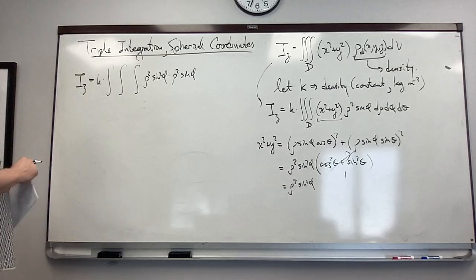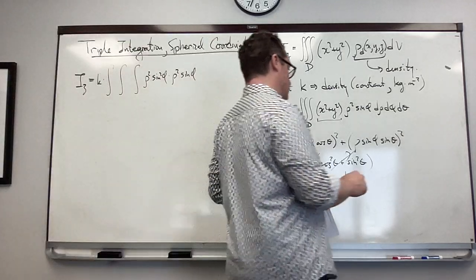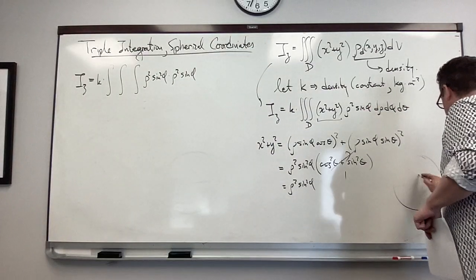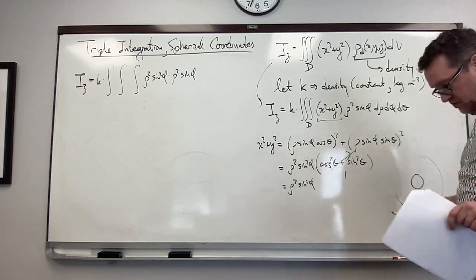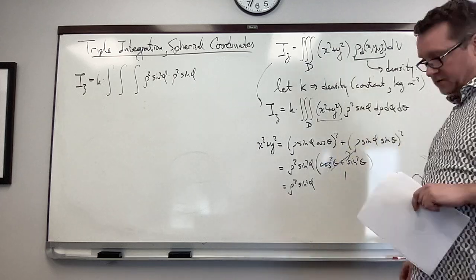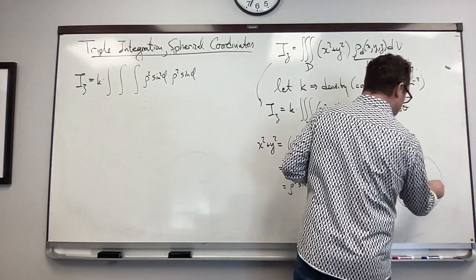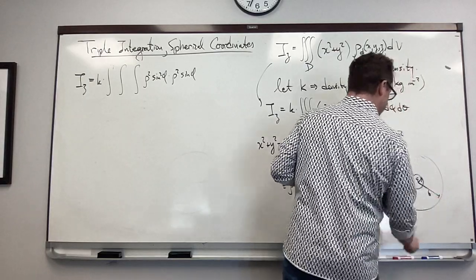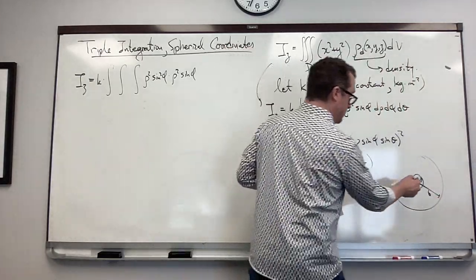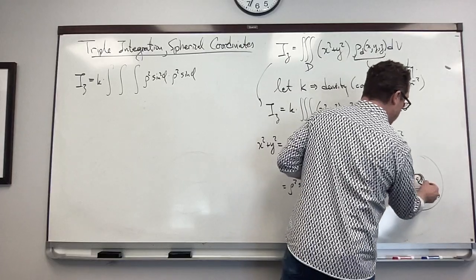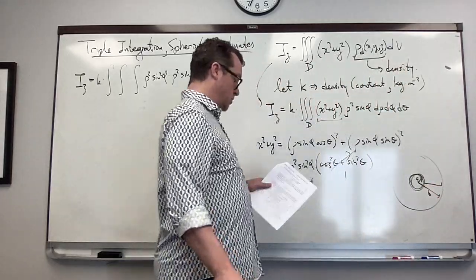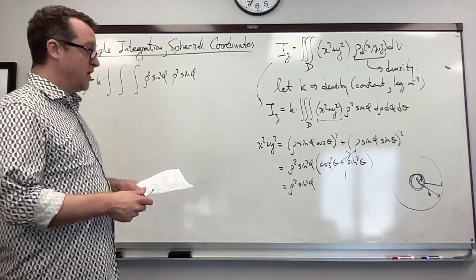Now, if we just remind ourselves of our shape again, we've got two thick spheres centered on the origin. So rho clearly goes from a to b. We start at the inner sphere and integrate out to the second sphere. So rho will be between a and b.